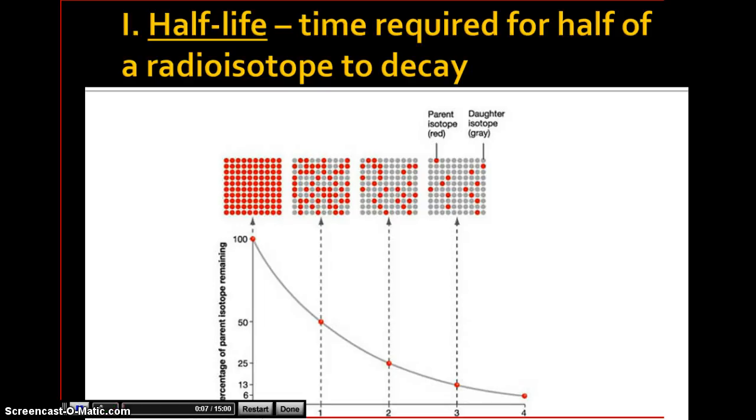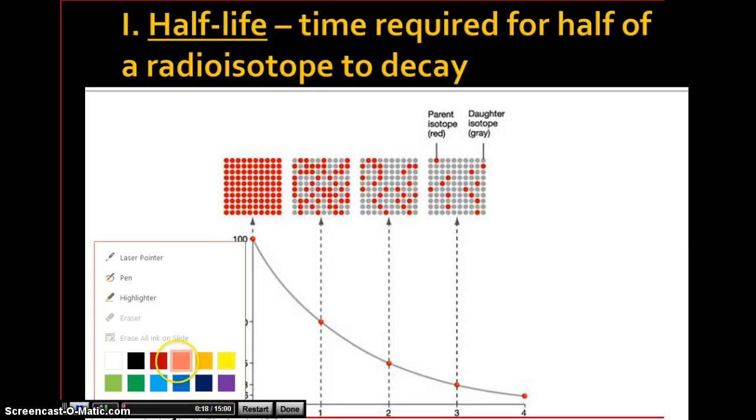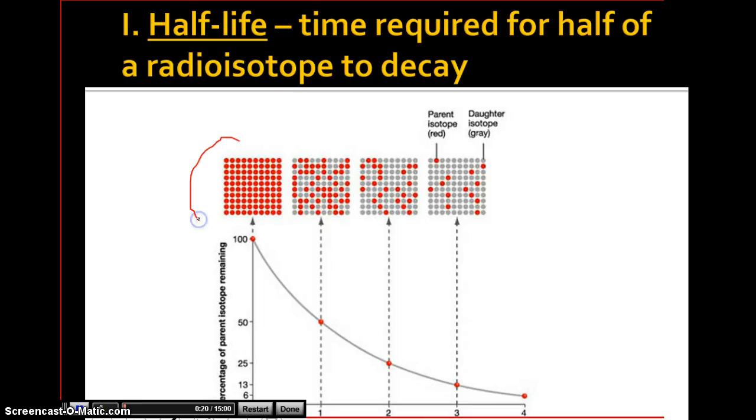Half-life. Half-life is the time required for half of a radioisotope to decay. So if you take a look at this picture, this at the beginning would be the whole isotope. After one half-life, it only has 50% of it left. So half of it decayed, so half of it turned into another element. Then after another half-life, another 50% decayed, so you'd only have 25% of the original isotope, and so forth.